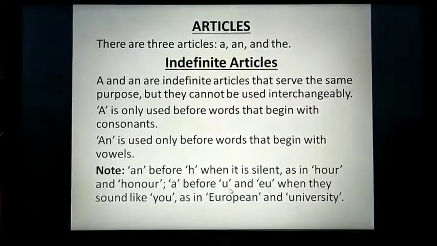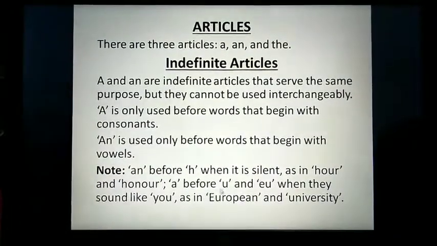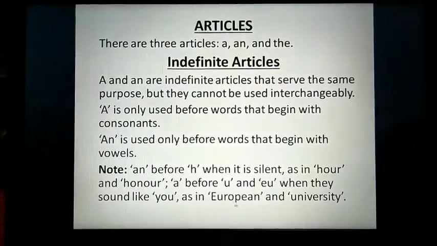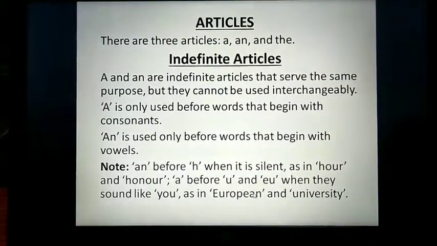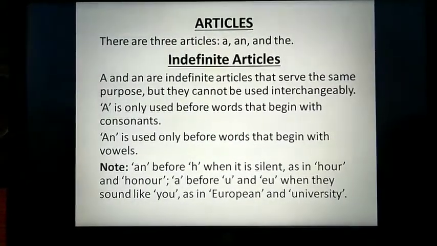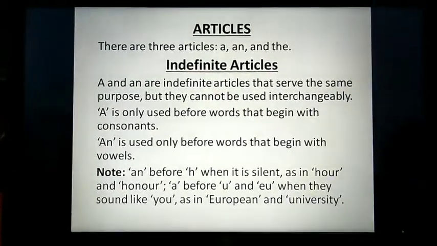For example, umbrella. If it is U-M-B-R-E-L-L-A, umbrella, then we use an. But if it is like European or university, here we do not hear the sound of the proper U. It sounds like Y, it is beginning with Y. So we will use a before it.